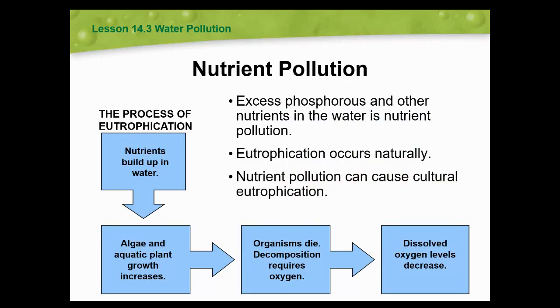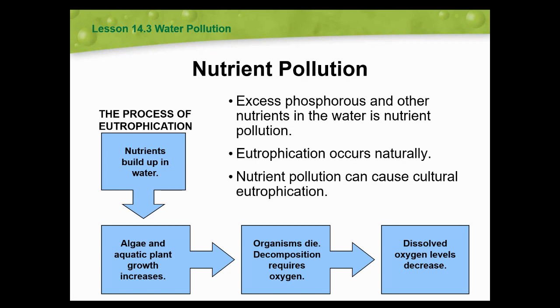We're going to talk about a couple different categories of pollution. So first is nutrient pollution. Nutrient pollution is usually caused by a couple of different nutrients specifically. So typically excess phosphorus. You can also get excess nitrogen that can also be part of this. And then there's a couple other ones in the water that can do this.